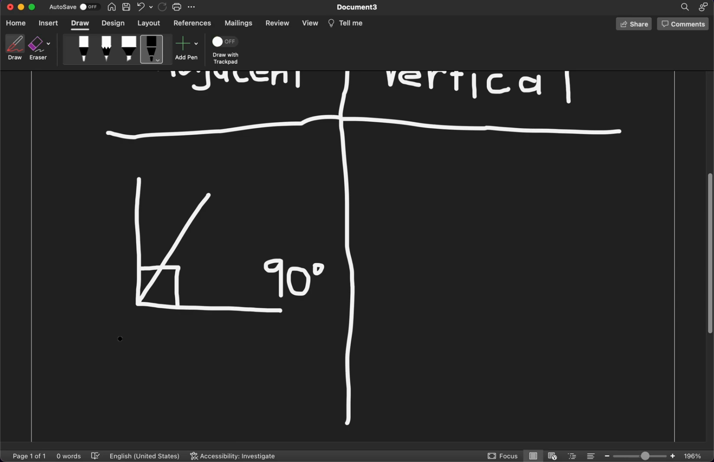Here's how you spell complementary. Believe it or not, this is a really long word, so I'm hoping it fits. Complementary. And then T-A-R. Oh, I'm running out of room. There we go. Complementary angles.